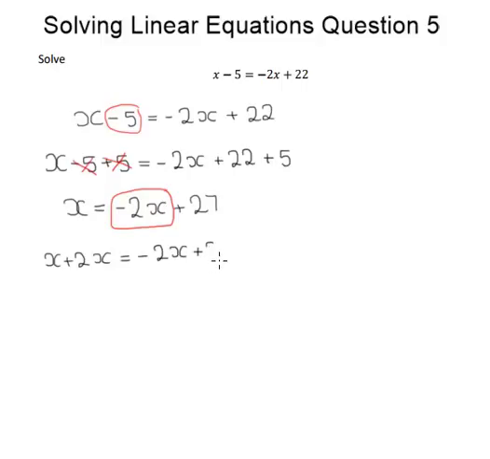Okay, so on the right-hand side, we've got minus 2x add 2x. Well, they're going to cancel out and become 0. But what about on our left-hand side? We have x add 2x. That's going to give me 3x, which is equal to, well, these two cancelled out, so that gives me 27.